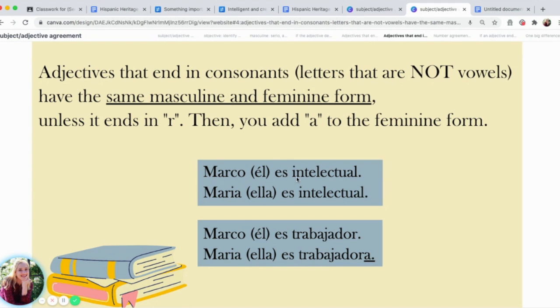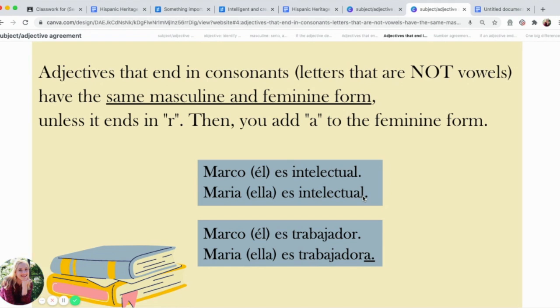So for example, if we have the adjective intelectual, so they're intellectual, we would say Marco es intelectual or él es intelectual. María es intelectual or ella es intelectual. Okay, it's going to stay the same. It ends in L. That's a consonant.